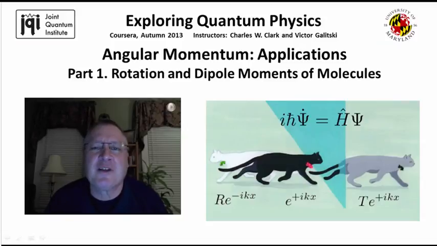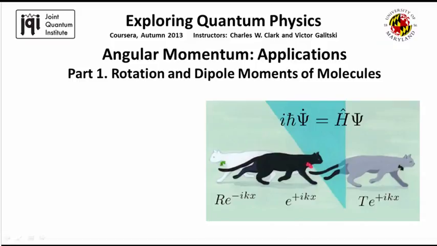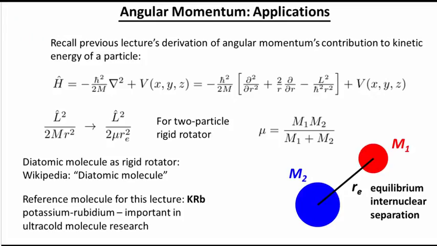I'm Charles Clark, and in this lecture we're going to use the theory of angular momentum to understand how matter interacts with electric fields. In our previous lecture, we looked at the role of angular momentum in terms of its contribution to the kinetic energy of a free particle.